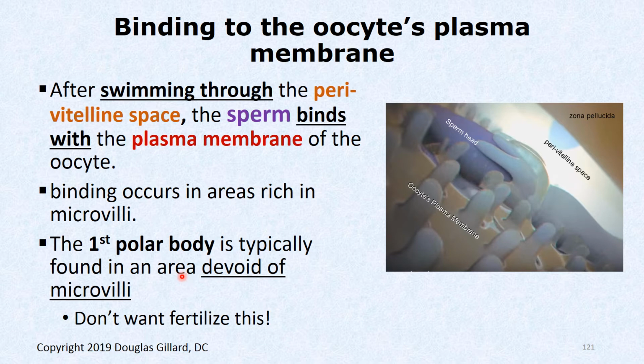The first polar body that was formed, remember that's still hanging around in the oocyte. We haven't completed meiosis 2, so the second polar body hasn't been formed yet. The first one's hanging around, and the area where it hangs around doesn't have these little microvilli, so the sperm won't bind over the top of that. If the sperm did happen to bind over the top of a polar body, it would be fertilized, but you can't sustain life. There's no cytosol in there, and it would be a miscarriage.